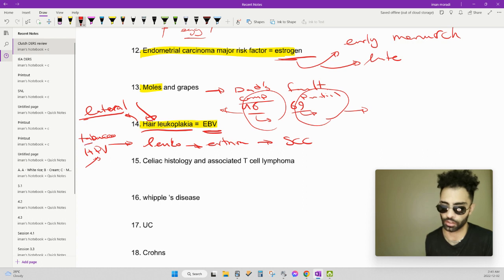Why does it happen under the tongue? Because when you chew tobacco, it's not even under; it's in the cheeks. No one does it anymore, but when they used to chew tobacco, that's where they put it in their mouth.